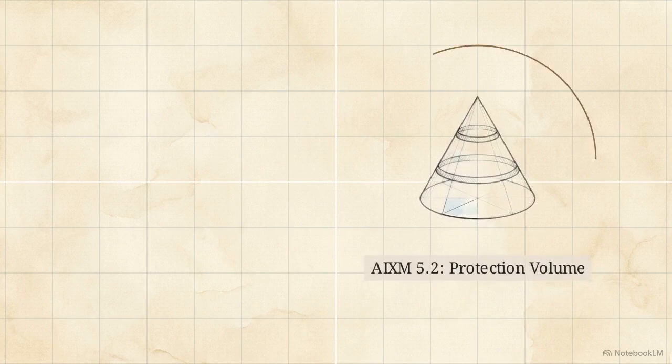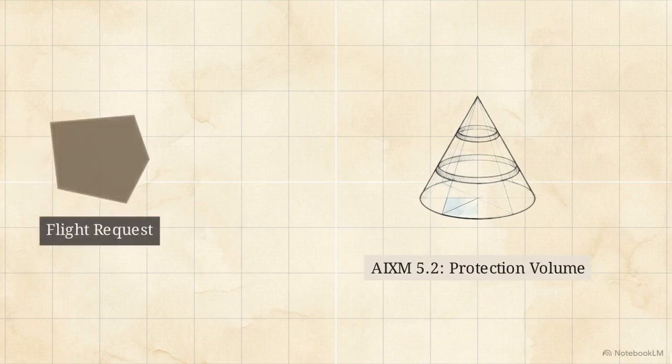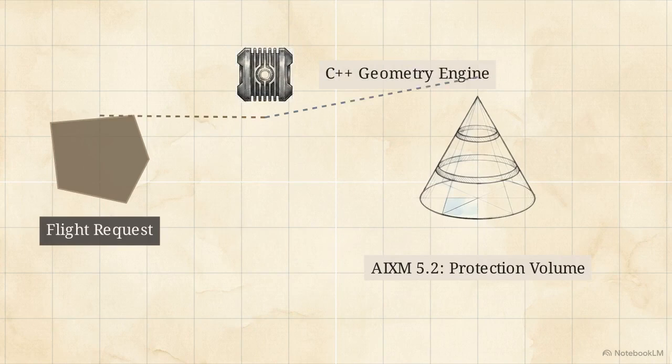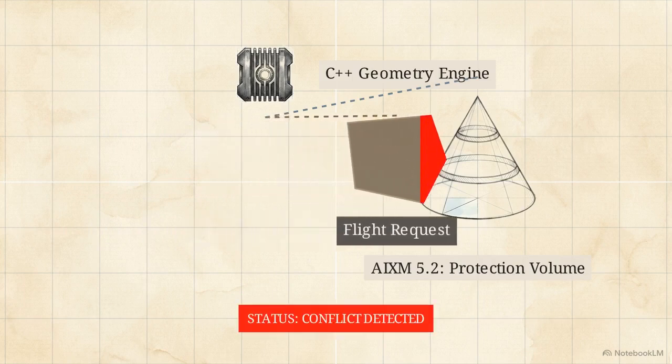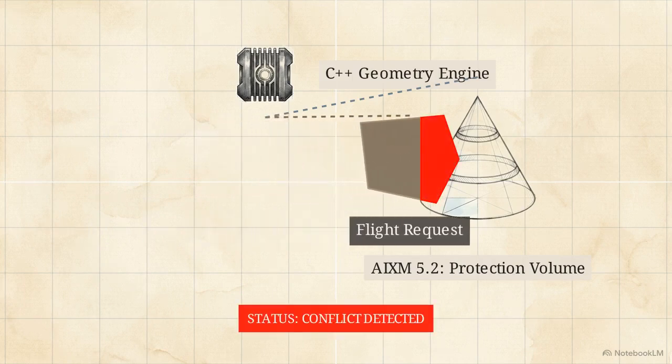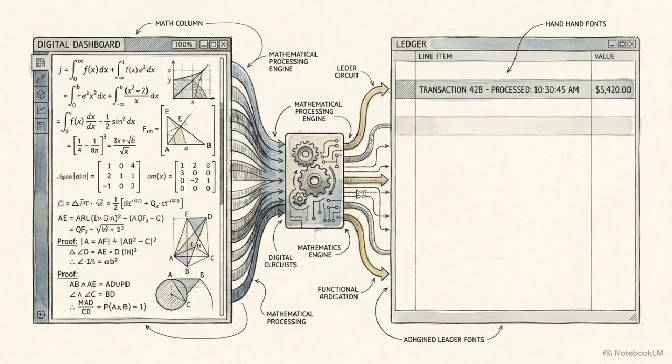This diagram represents the AIXM 5.2 data structure, mapping the protection volume of an instrument approach procedure as a complex, transparent 3D funnel. When an operator submits a new drone flight request, the system models it as a solid geometric polygon and introduces it into the mapped environment. The C++ backend acts as a high-speed computational geometry engine. The moment the polygon breaches the edge of the protection funnel, the engine calculates the spatial conflict, illuminating the exact intersection points in red. The math is processed in milliseconds.